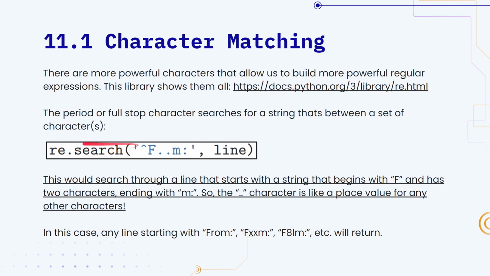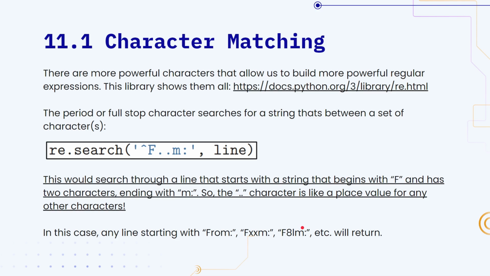So if we were to look at this example, this search function will return true if, at the beginning of this string, due to the caret symbol, it starts with capital F, something something M colon, and any two characters can fill the space of these periods. So in this case, any line starting with From, for example, FXXM, F81M, etc. So any two characters between the F and the M will return true.